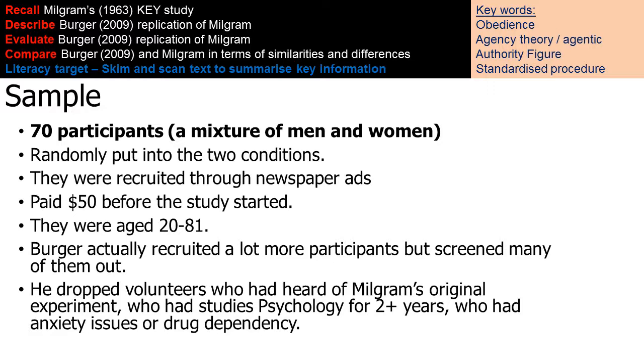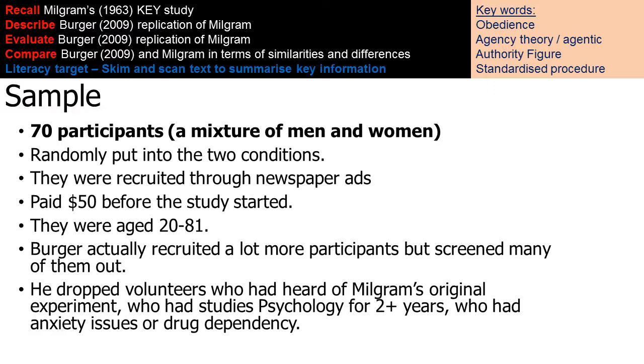Now he pays his participants $50 before the study started. Now this is really important because Berger uses this to argue that he therefore gives his participants the right to withdraw at any point. Some of the critique of Milgram's study was that by paying the participants afterwards, they felt the need to continue in the experiment so that they got paid. So Berger tries to address that by paying the participants at the beginning.